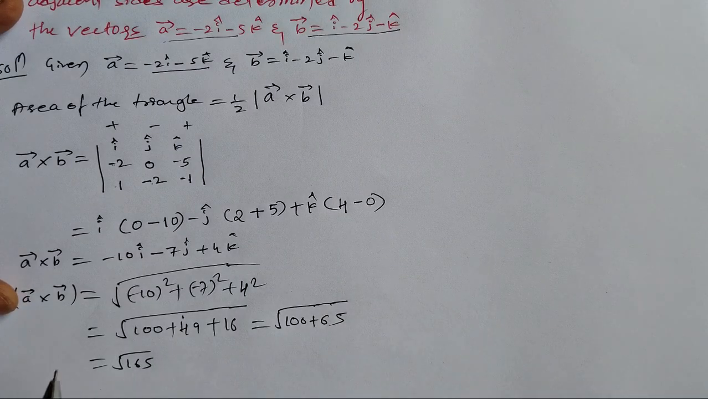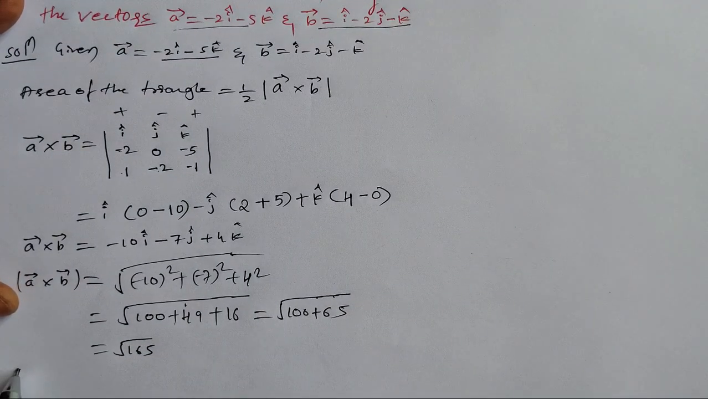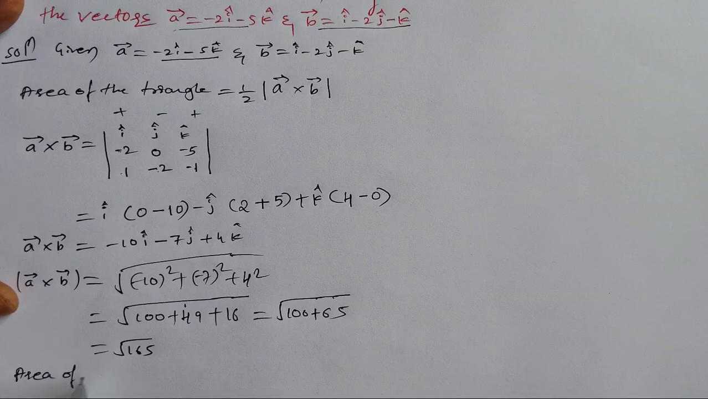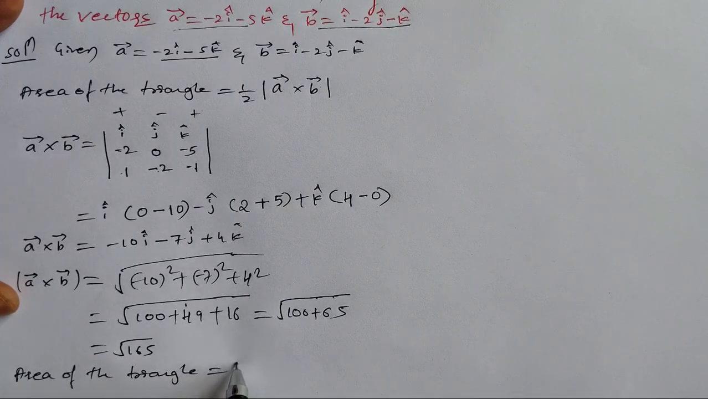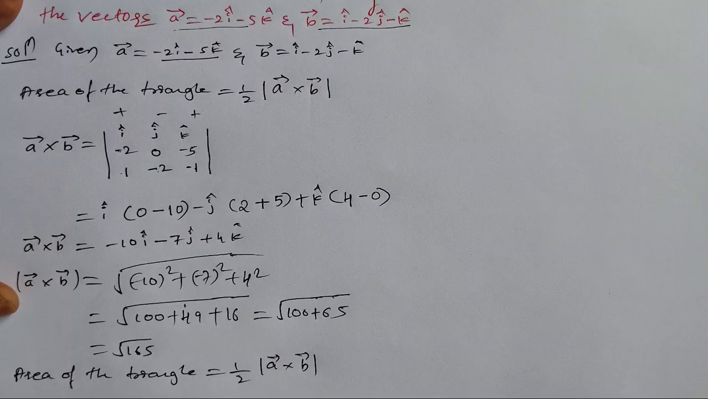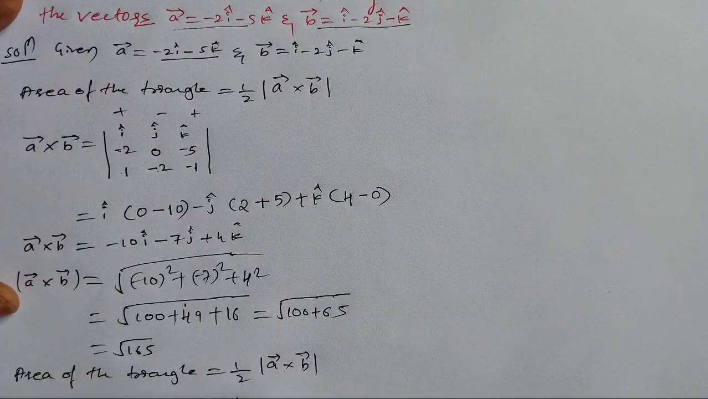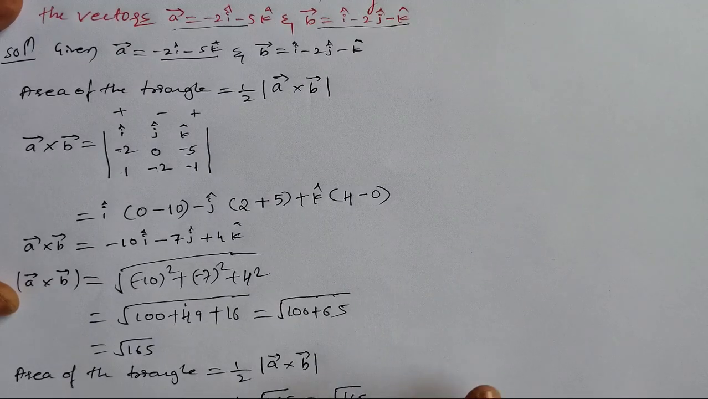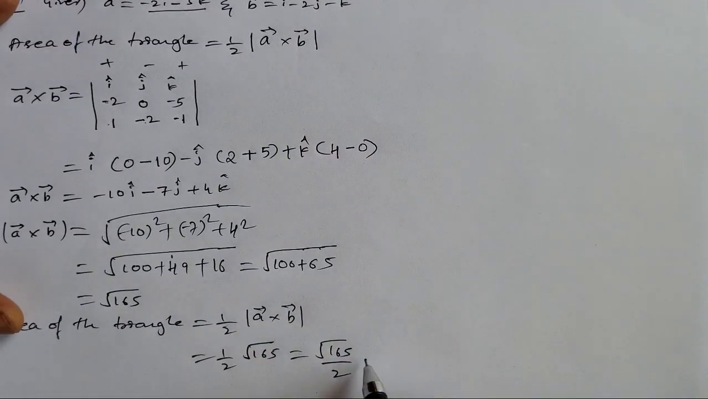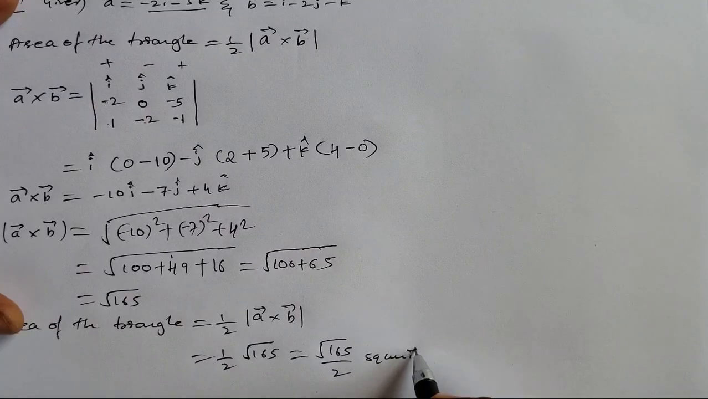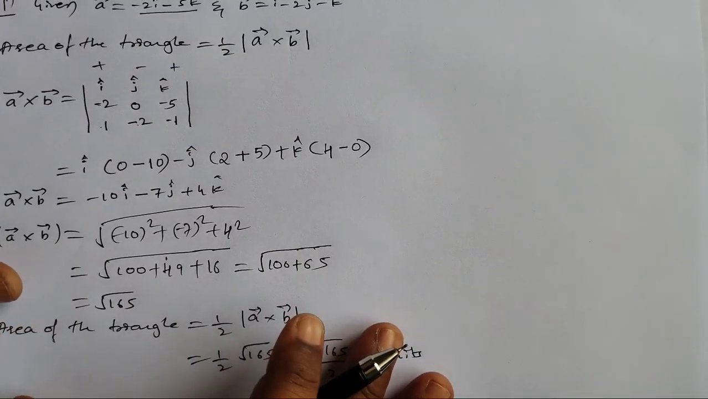Last you write area of the triangle is equal to, what is the formula, area of the triangle equal to 1 by 2 magnitude of A vector cross B vector. So 1 by 2, what is the magnitude of A cross B vector? Root 165, right? So can I write root 165 divided by 2, right? Square unit, right? So next question.